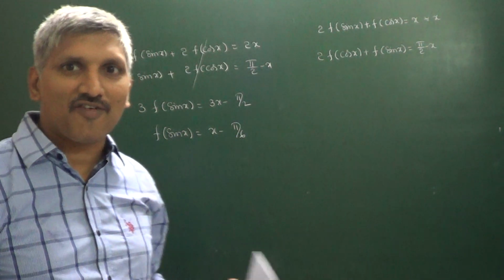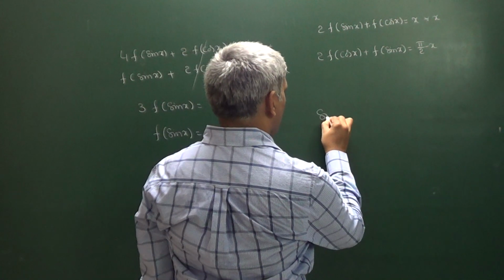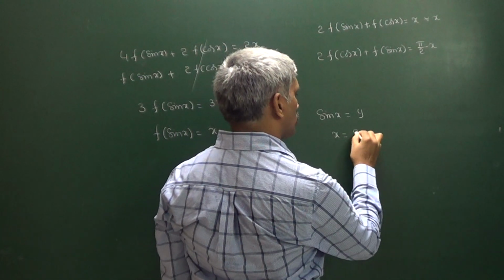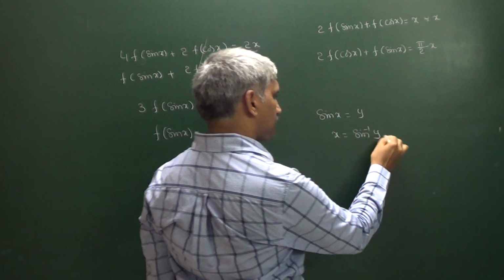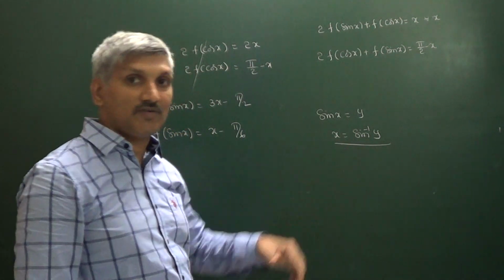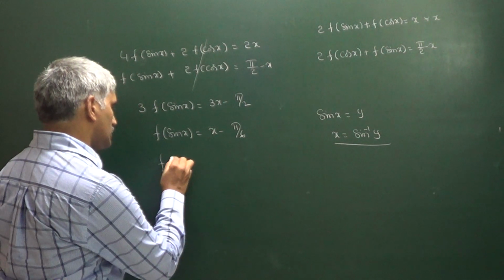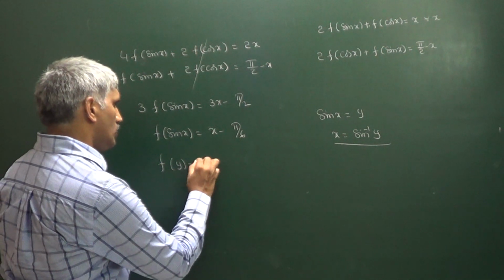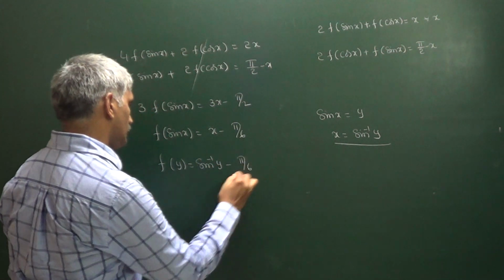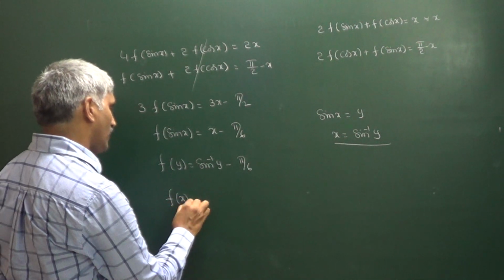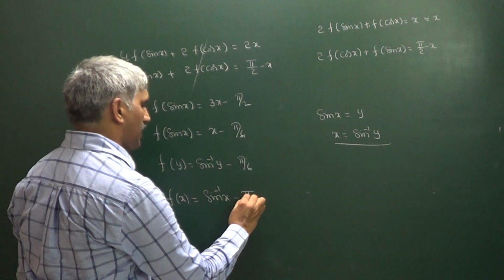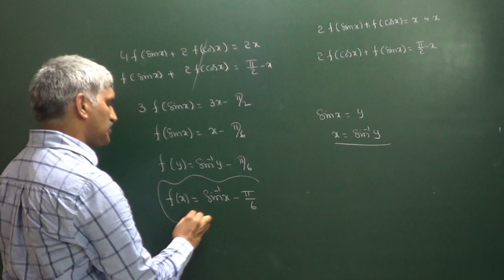But we required f of x. So what I am doing, observe here. I am replacing sin x by y. Then we can write x is equal to sin inverse of y. Whenever we are replacing sin x with y, it means x is replaced with sin inverse y. So the question changes as f of y is equal to sin inverse of y minus pi by 6. Therefore, I can write f of x as sin inverse x minus pi by 6. Okay, we got the function.